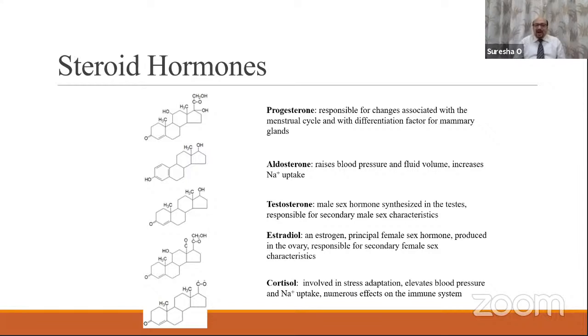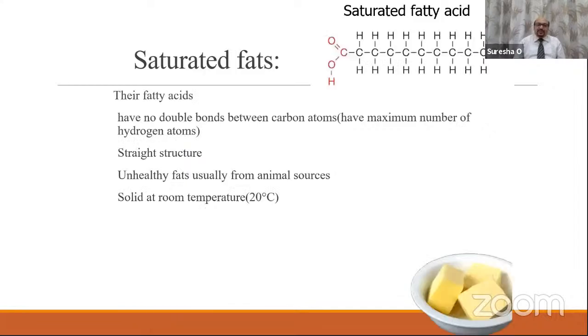Examples of steroid hormones: progesterone, which is responsible for changes in the menstrual cycle and is a differentiation factor for mammary glands; aldosterone, which raises blood pressure and fluid volume and increases sodium uptake; testosterone, which is a male sex hormone; estradiol, an estrogen, the principal female sex hormone; and cortisol, involved in stress adaptation, and so on. So in fats, in the fatty acid part, if there are multiple bonds, they are referred to as unsaturated fatty acids. If there are only single bonds, we refer to them as saturated fatty acids.